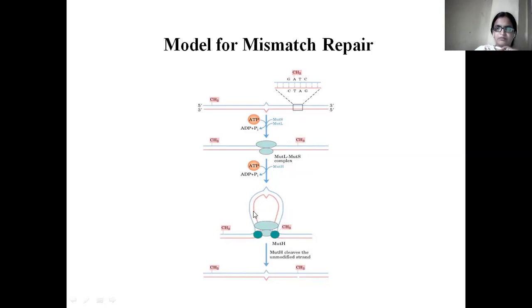Then a loop will be formed, and after this, on the side of the incorrect base, a cut is made at the methyl group, on one end where there is methylation in the parent strand, and then a stretch of the DNA where there is a problem is removed, and then new DNA is synthesized and then ligated.